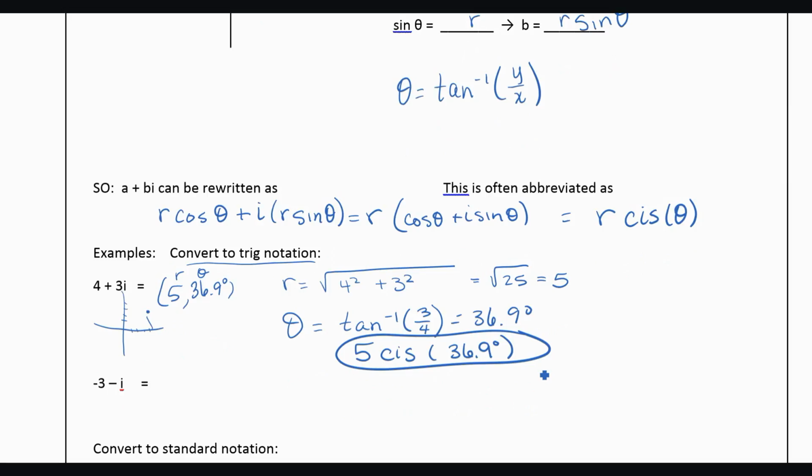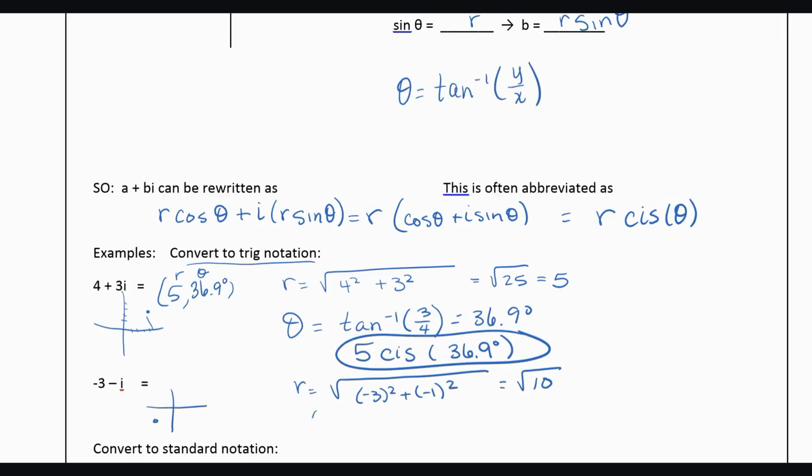Okay, we're going to do another one. So we have -3 minus i. So first we're going to think about that this is in the third quadrant. Okay. So next we're going to find our r. So this will be the square root of -3 squared plus -1 squared, which is the square root of 10. So our r will be square root of 10.